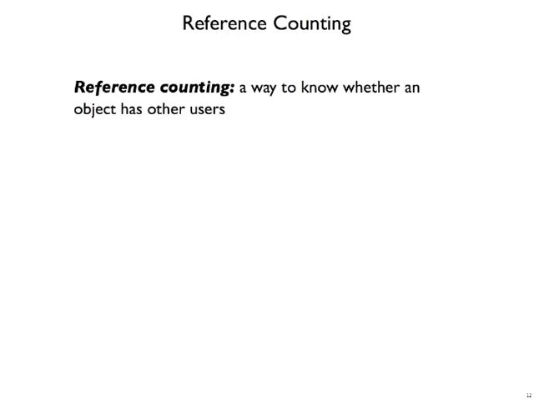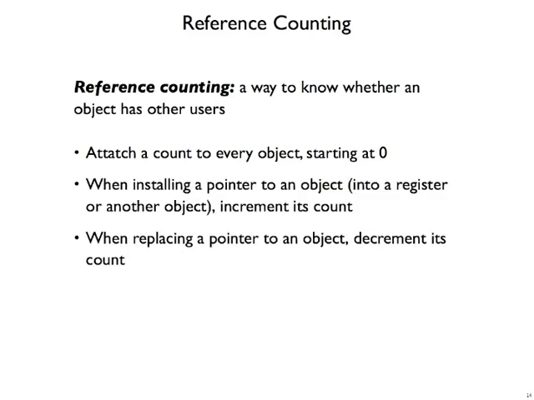The first way for deallocating objects that we'll look at is called reference counting. Reference counting overall is a way that we can keep track of how many times an object is referenced, and so we can keep track if there's any other users other than the one that has just stopped using a record. The way reference counting works, as the name suggests, is that we start by attaching a count to every object. When you create an object, initially it has a count 0.